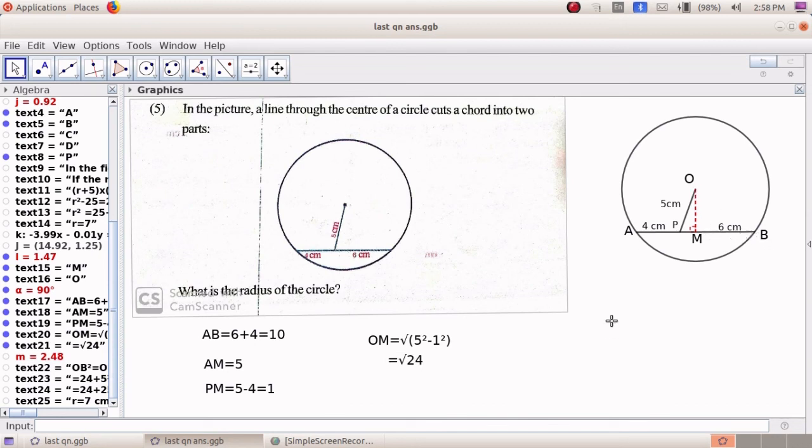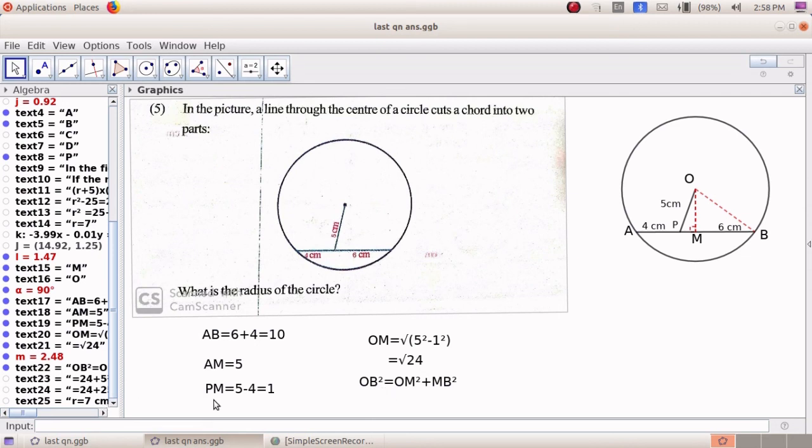We need to determine the radius of the circle. Radius means from the center we have to join OB, that is the radius. We need to determine the length of OB. Consider the right triangle OMB. OM is known. What about BM? That also is known, because AB is bisected, BM is the same as AM. BM is 5 centimeter. Now let us calculate OB. OB is the hypotenuse of the right triangle OMB. OB square will be equal to the sum of the squares of the other two, that means OM square plus MB square.